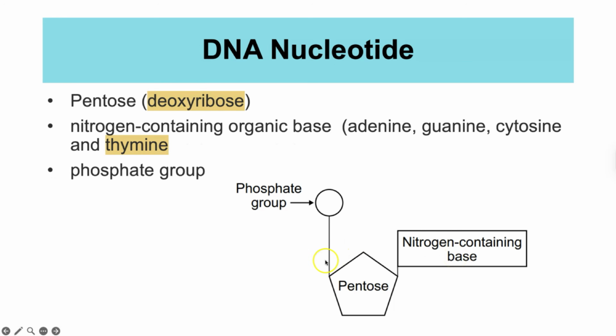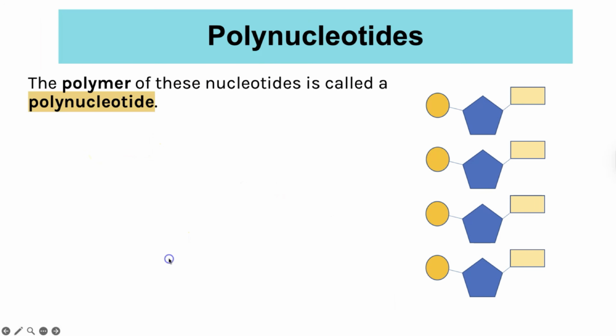But for DNA, you need to know that that pentose sugar is deoxyribose and that the options for the nitrogen-containing organic base are adenine, guanine, cytosine, and thymine. For RNA, the pentose sugar is ribose, and you still have adenine, guanine, and cytosine, but instead of thymine, you have the base uracil. So those are the two differences between the nucleotides: which pentose sugar it is, and thymine in DNA versus uracil in RNA.